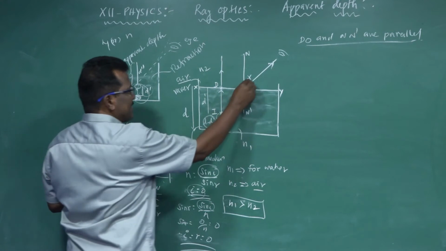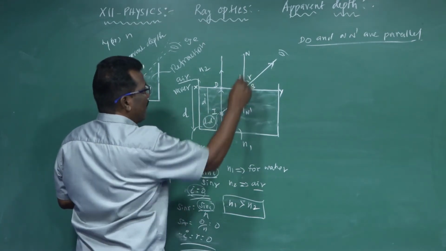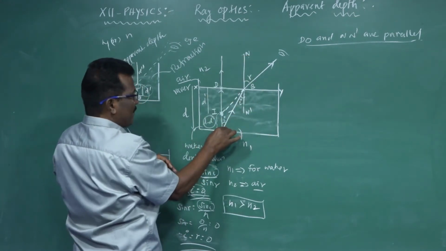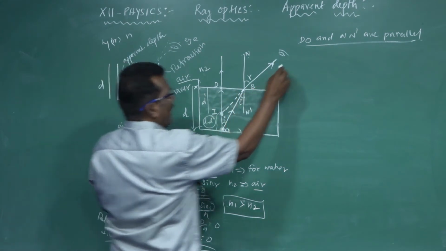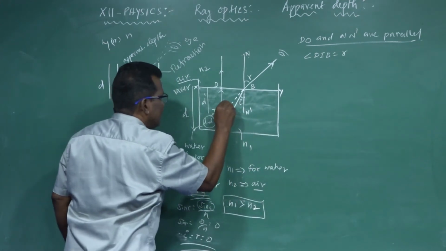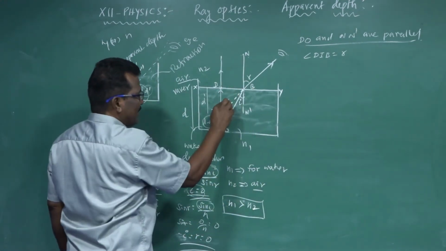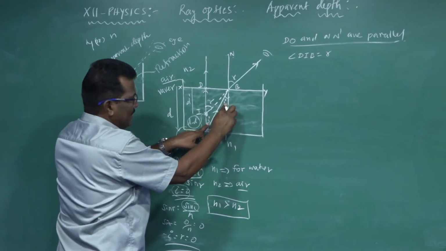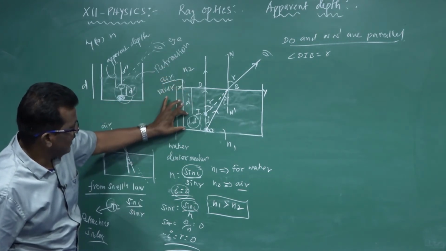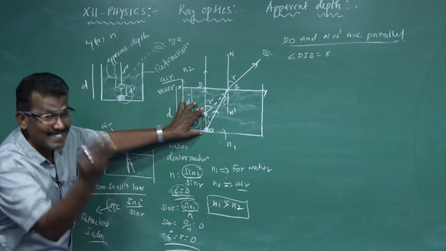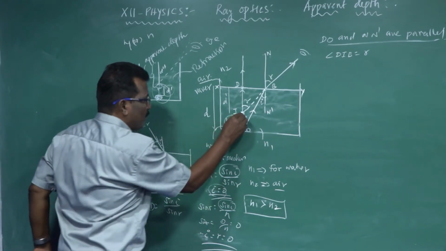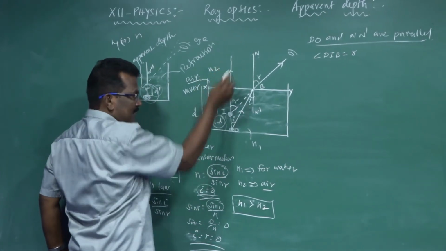Alternate angles: if this is R, what is this? Since d prime and d o are parallel, the angle DIB is also R. If this is R, this is also R, and this is I, this is also I. These are alternate angles. From this, we are going to calculate d prime and d minus d prime, the elevation. It is rising upward, but it is not the actual position, it only appears to rise.